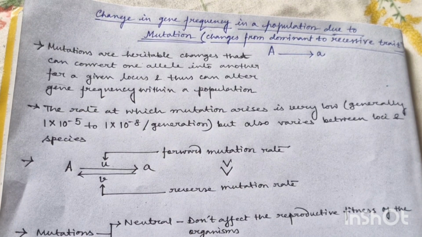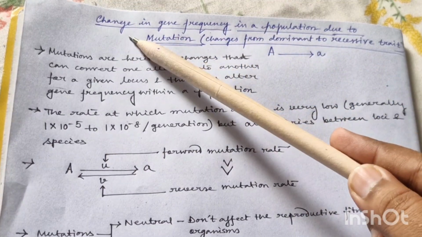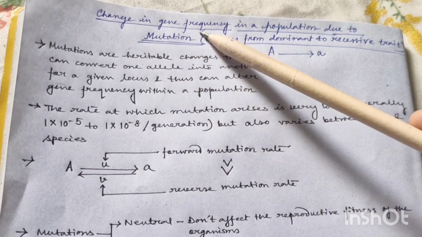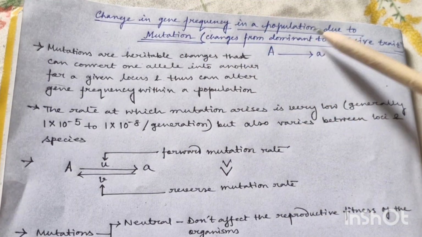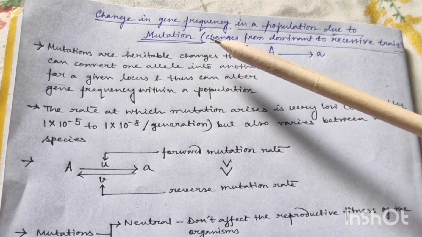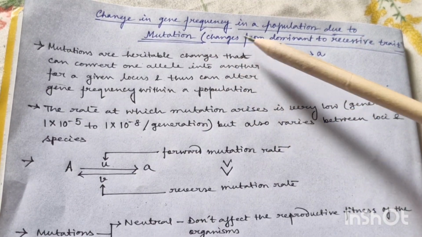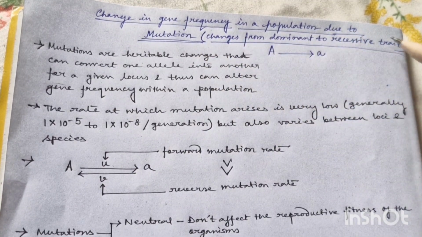So in today's video, we are going to discuss the change in gene frequency or allele frequency within a population due to mutation. And we are particularly going to discuss the change from dominant to recessive trait.